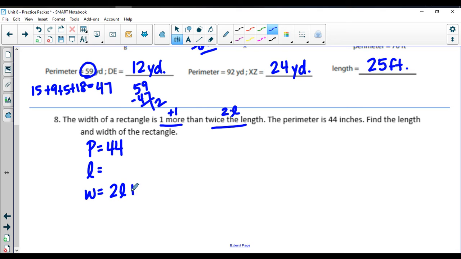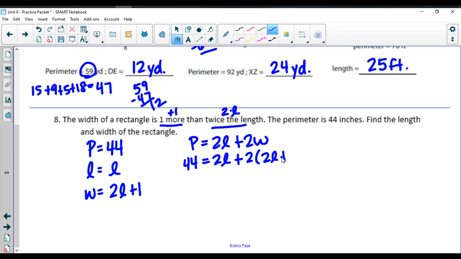So our width is 2L plus 1, which means we're just going to represent the length with the letter L. Keep in mind the perimeter for a rectangle is 2L plus 2W. So our perimeter is 44. L is just going to be L. And instead of W, we're going to replace it with the expression 2L plus 1, putting that in parentheses because it is an expression. I do need to go ahead and distribute. So I'm going to get 4L plus 2.